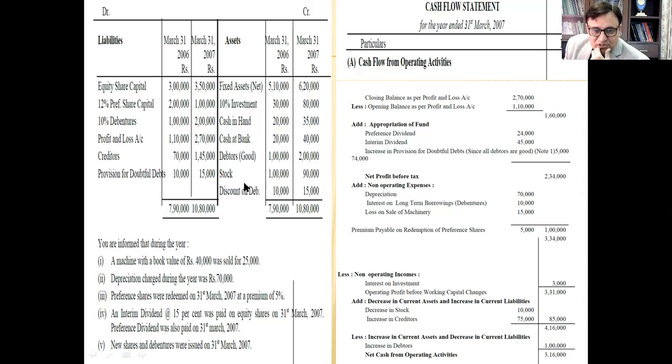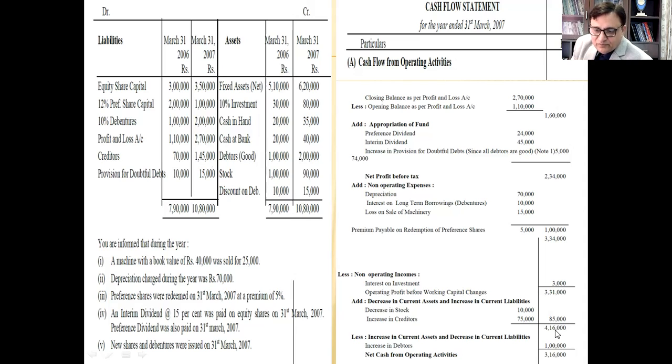Similarly, stock is decreased. If there is a decrease in stock, it means cash has been realized. 10,000 has been decreased, from 1 lakh to 90,000. So here the decrease in stock of 10,000 will be added. Similarly, creditors were 70,000, and now it becomes 1,40,000. It means payment has not been made, so this is a source. So 75,000 here will be added.